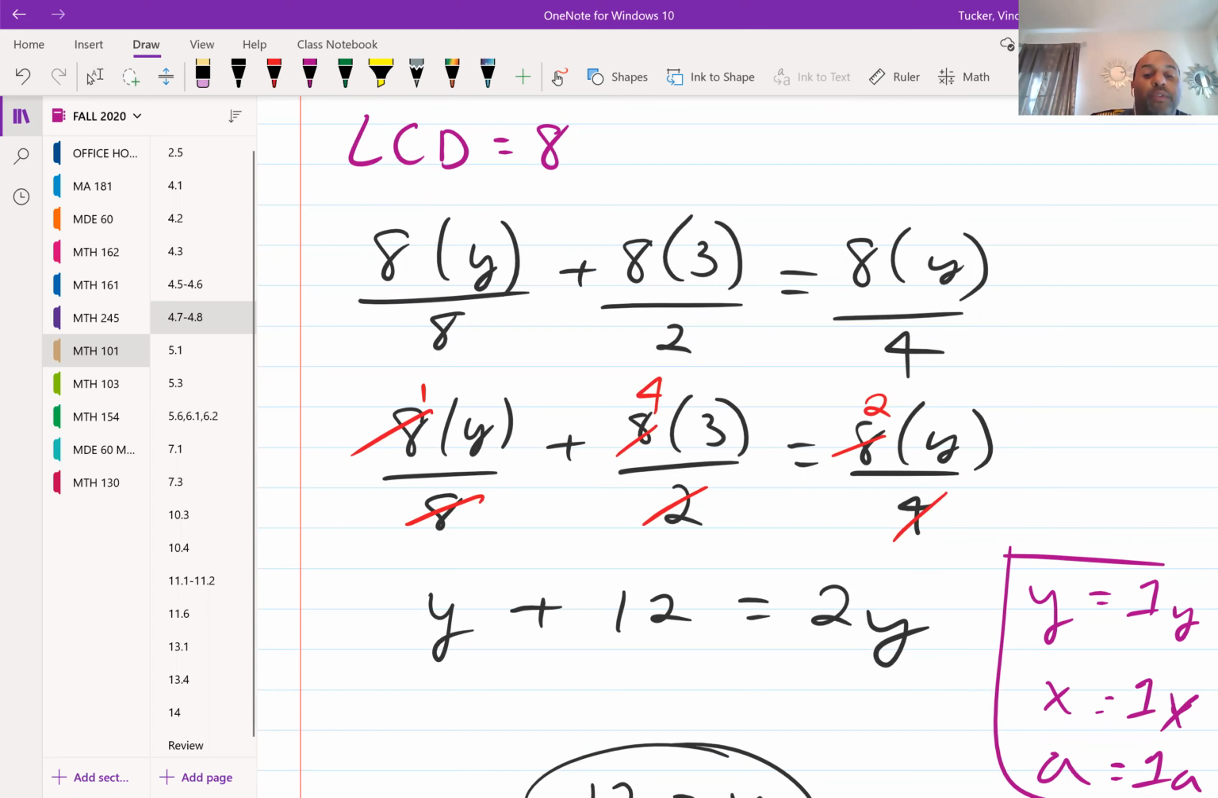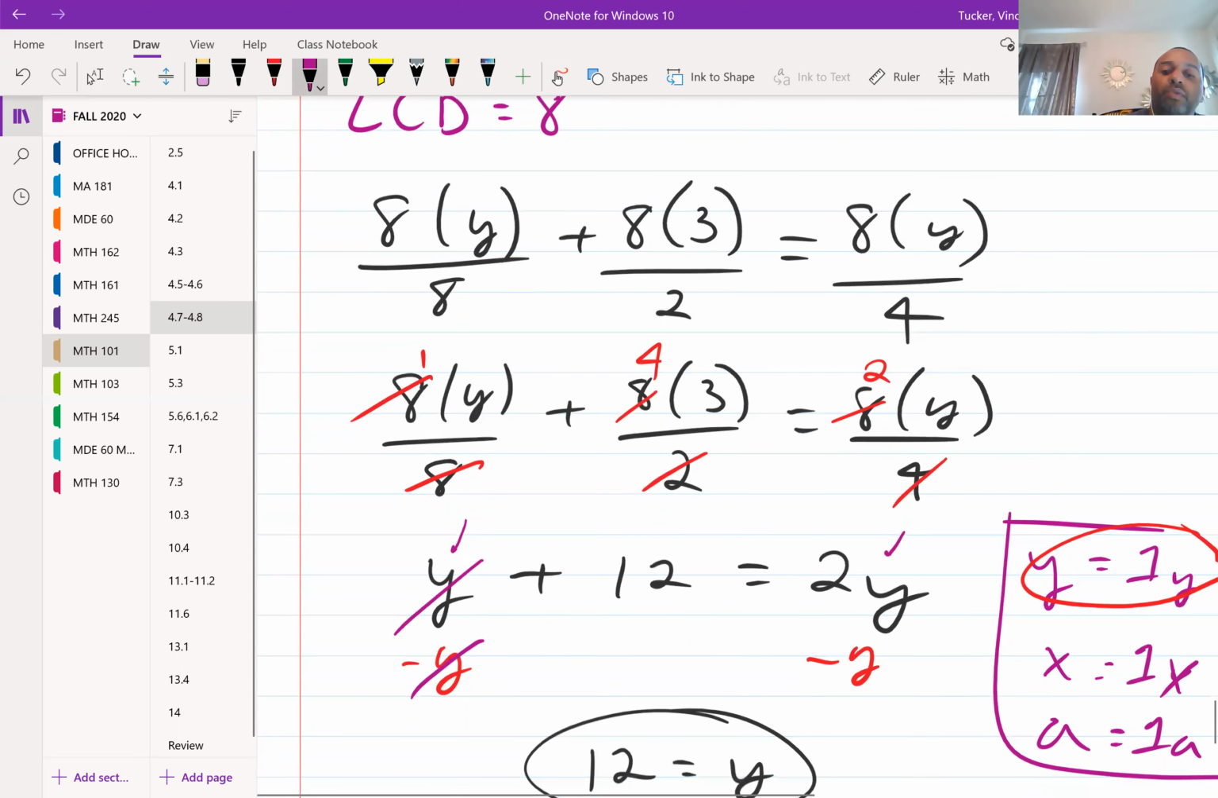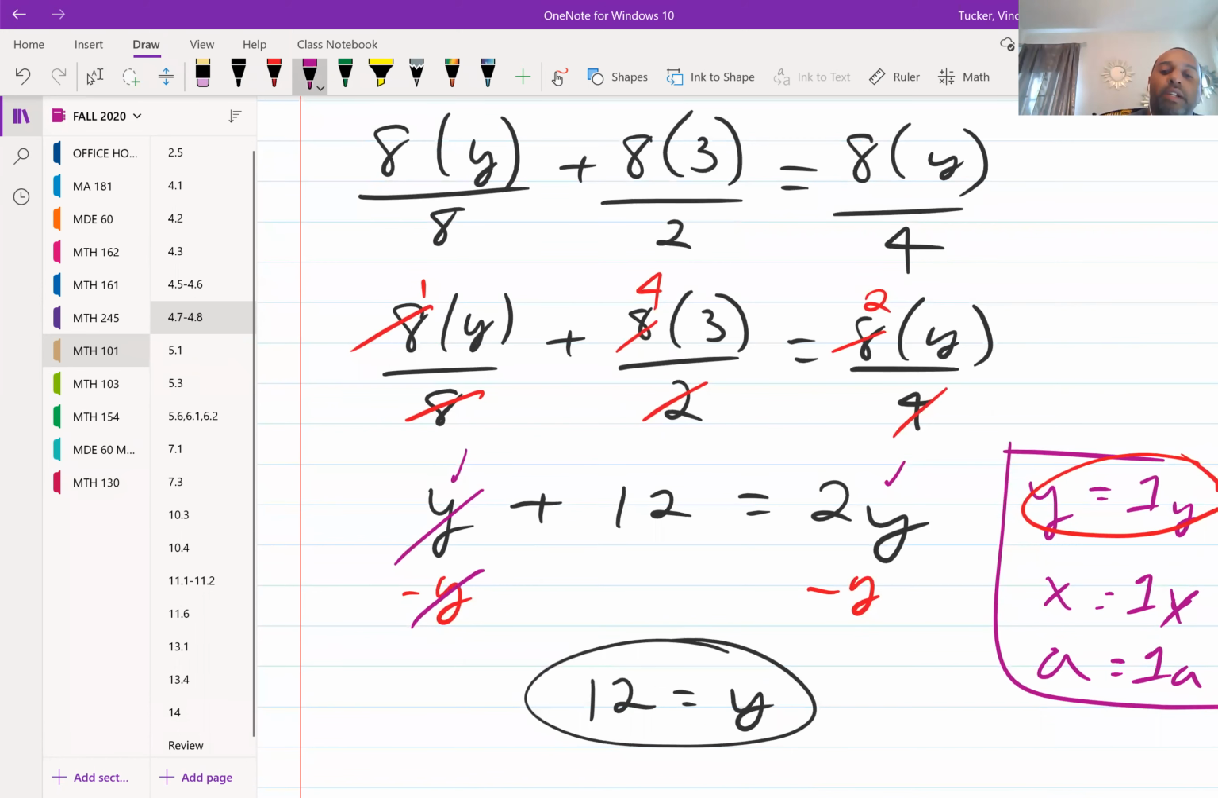Now we have y in 2 different places. So we want to get them on the same side of our equal sign. So we can subtract y from both sides. Don't forget y. And that's what I was emphasizing right here. Y means 1y. They assume you know there's a 1 sitting in front of that y. So y minus y will cancel. 2y minus y is 1y. And that's our solution. When y is equal to 12.